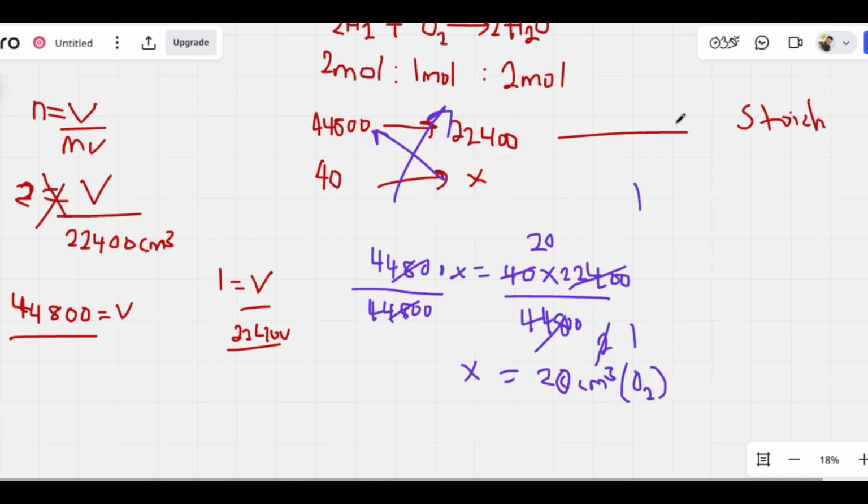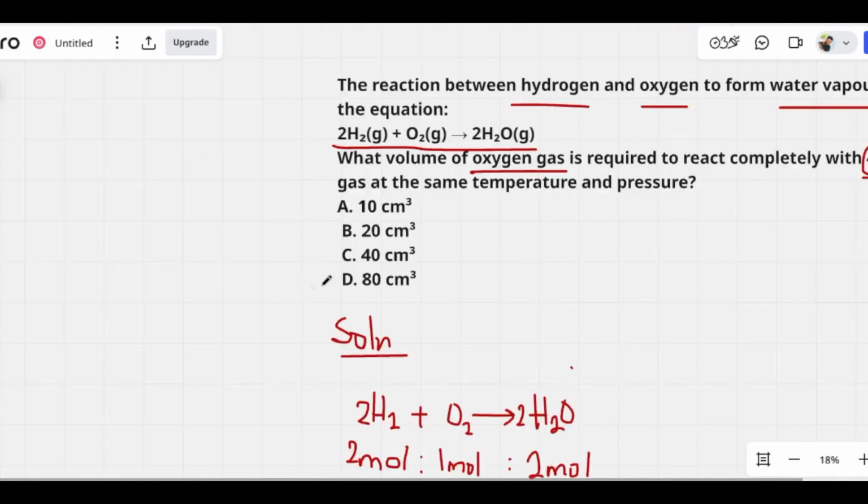So don't forget, the first one is the analysis from the equation, the second one is the data given. Are you with me? And then you relate them together by cross multiplication, and we got 20. So let's check our options, and in this case B is correct, and that is very simple.